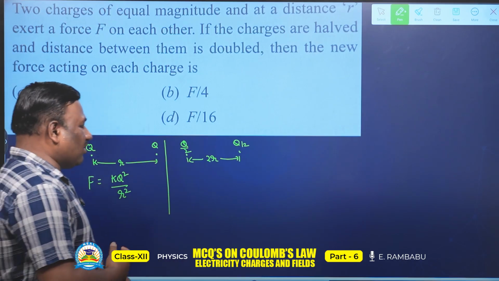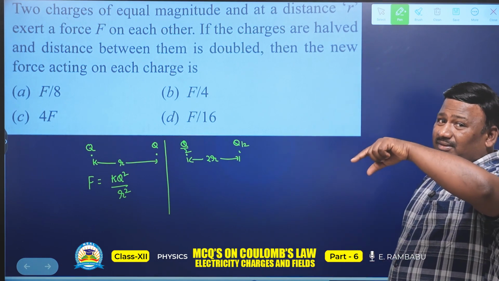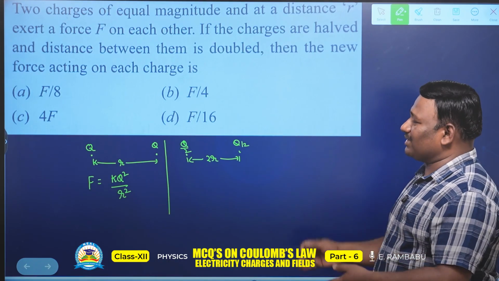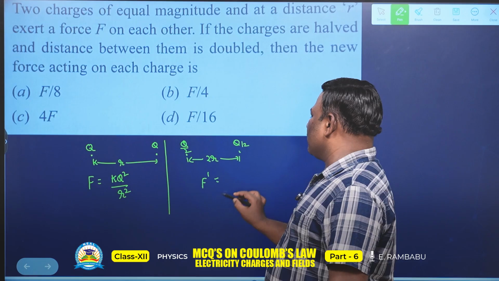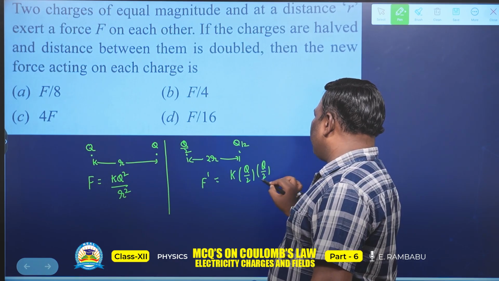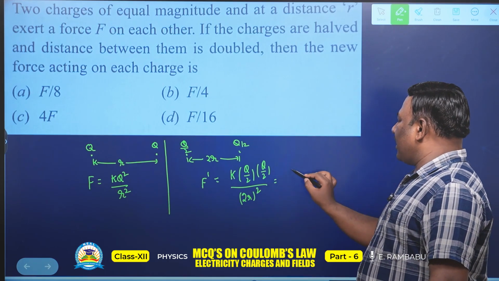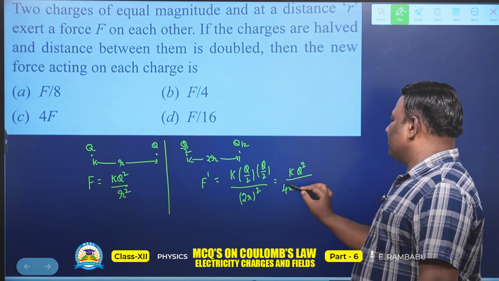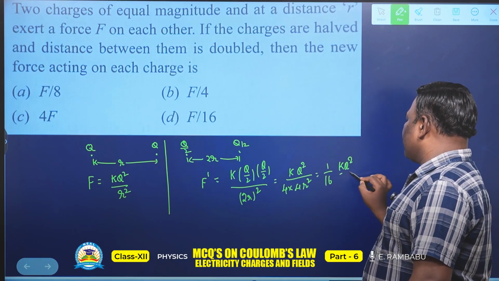Then the new force acting on each charge is simple. That is also like the previous two questions. In the previous question, charge was changing. Before that, distance was changing. In this question both change. So for that, what is the new force? F dash is equal to K into Q1 into Q2 divided by distance square. Once we simplify this, we get K into Q square by 4 into 4R square. Finally, this is 1 by 16 into KQ square by R square.